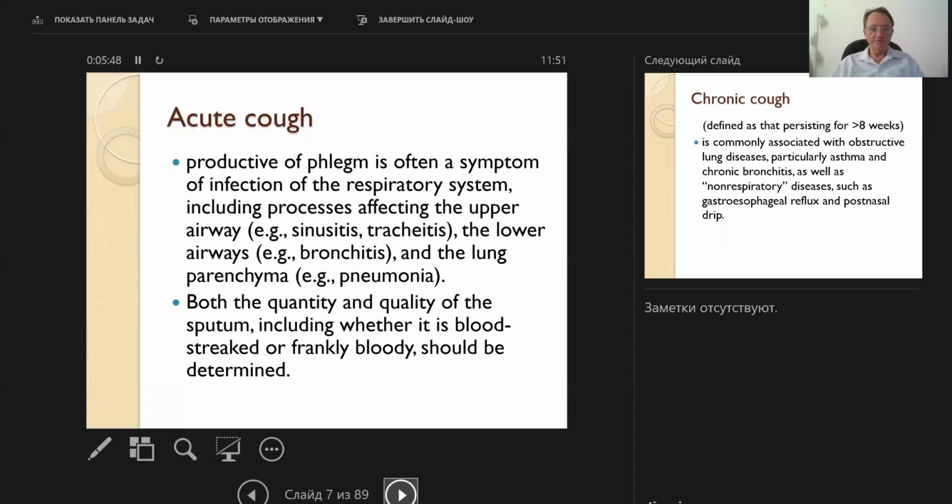You should note that acute cough has a duration of less than 3 weeks. Between 3 weeks and 8 weeks, it's subacute cough. Productive cough with phlegm is often a symptom of infection of the respiratory system, including processes affecting the upper airways, including tracheitis, laryngitis, sinusitis, and lower airways, including bronchitis and pneumonia. Both the quality and quantity of the sputum, including whether it's blood-streaked or frankly bloody, should be determined. That's why you should ask the patient about the color and volume of the sputum.